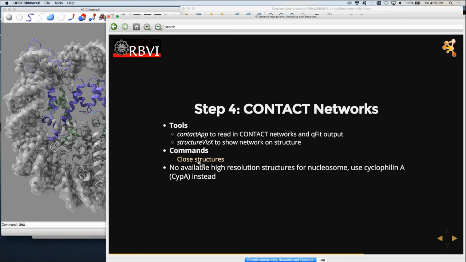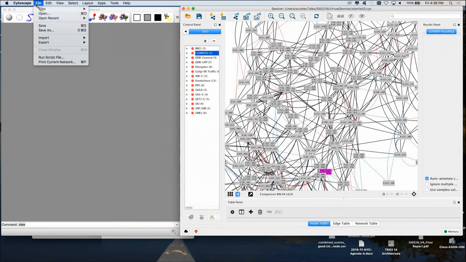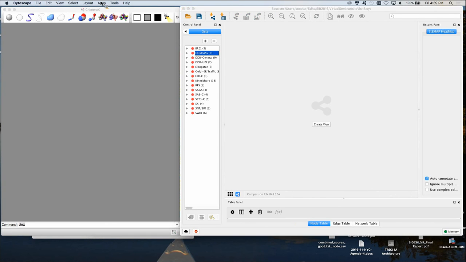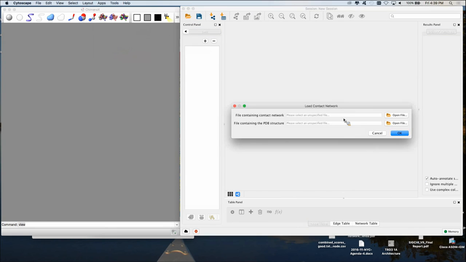Now, unfortunately, and I spent the time looking, there aren't any really high resolution H3 and H4 structures. And in order to take advantage of contact networks, you need something around 2 angstroms. This is a 3.2 angstrom structure. So what we're going to do is we're going to cheat and I'm going to load a different structure, and you get to watch the contact network build.